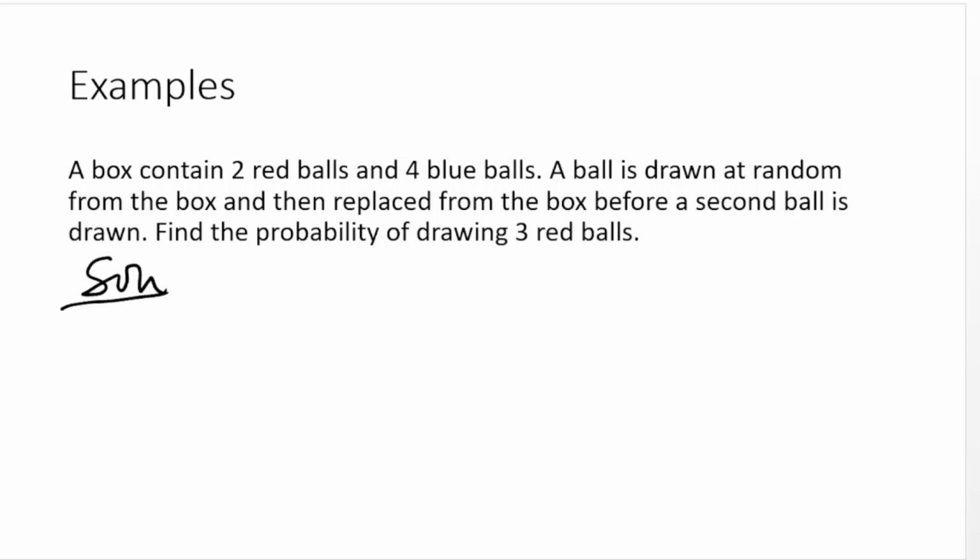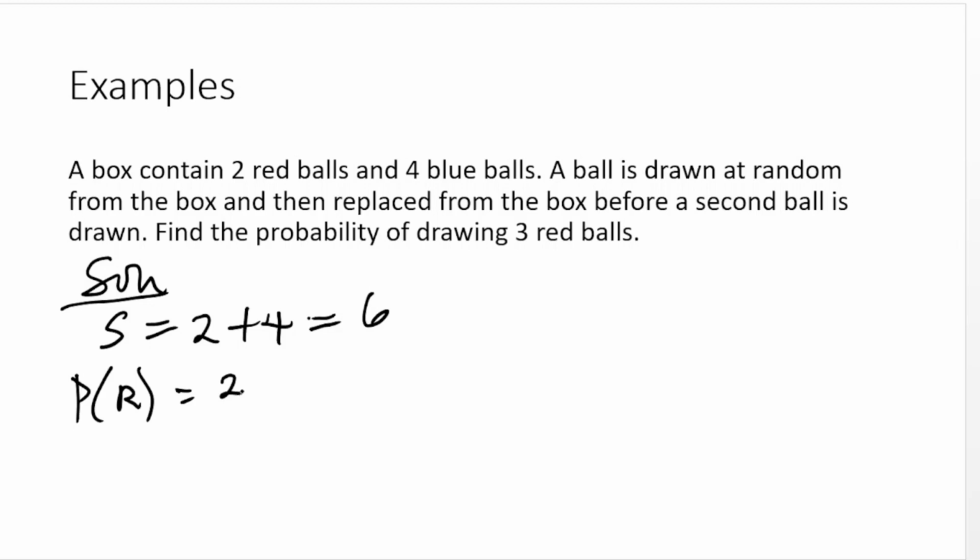Solution now. Let's know the total number of balls. The sample space here will be 2 plus 4, and that gives us 6. A ball is drawn at random from the box, so one ball is picked. What's the probability of picking red first? The probability of red here is 2 over 6, which is 1 over 3. Because it is replaced, the sample space will not change.